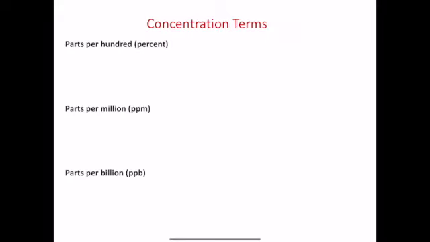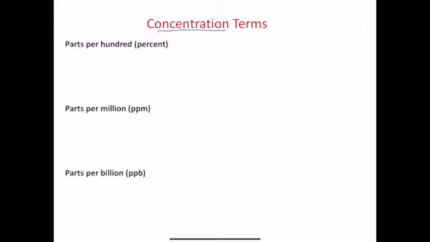Amounts of components in a mixture, we use what are called concentration units. So the concentration units can be parts per 100, parts per million, parts per billion. There's also percent by mass and percent by volume. And there's molarity, which we'll get into in a later chapter.